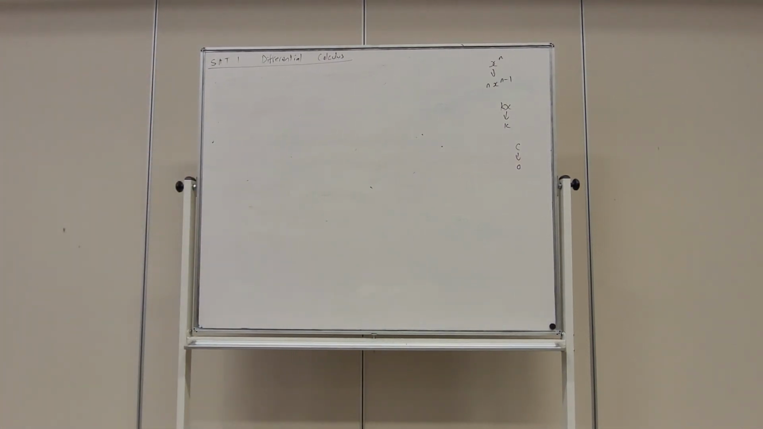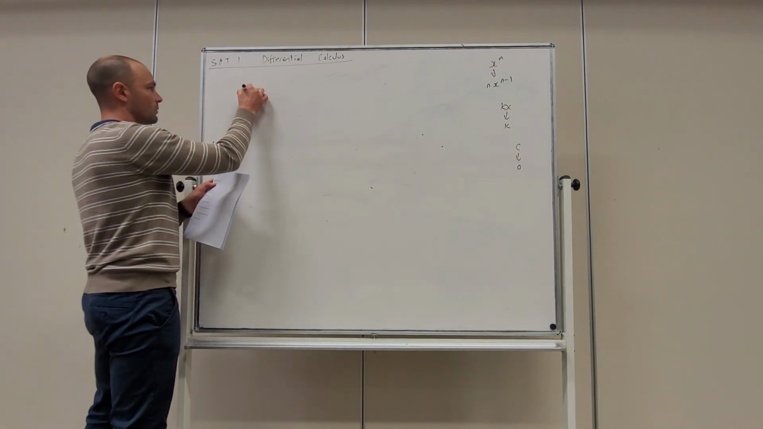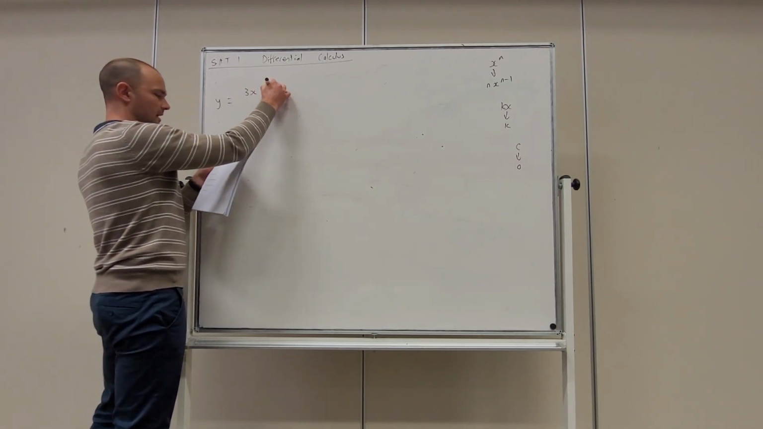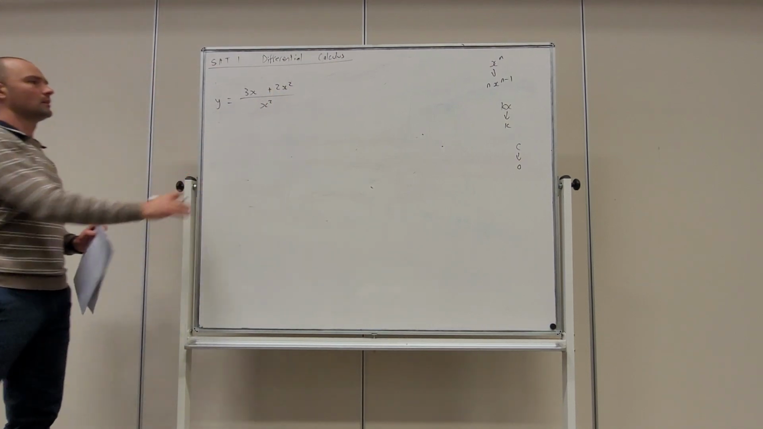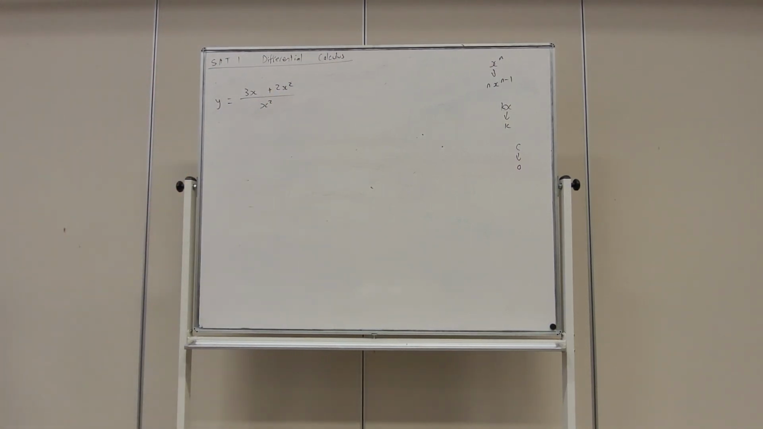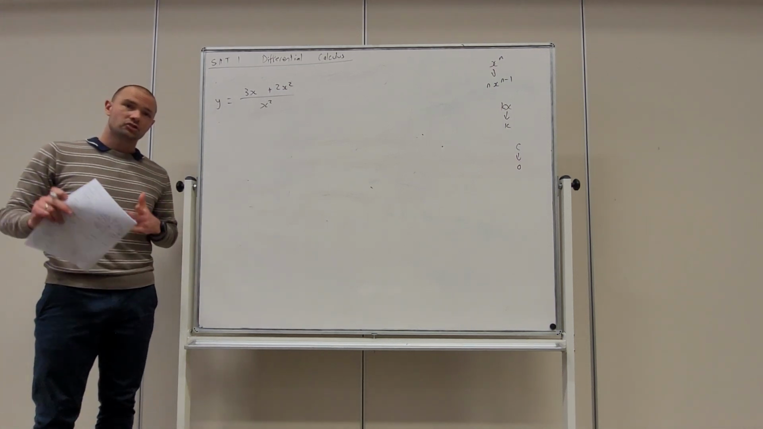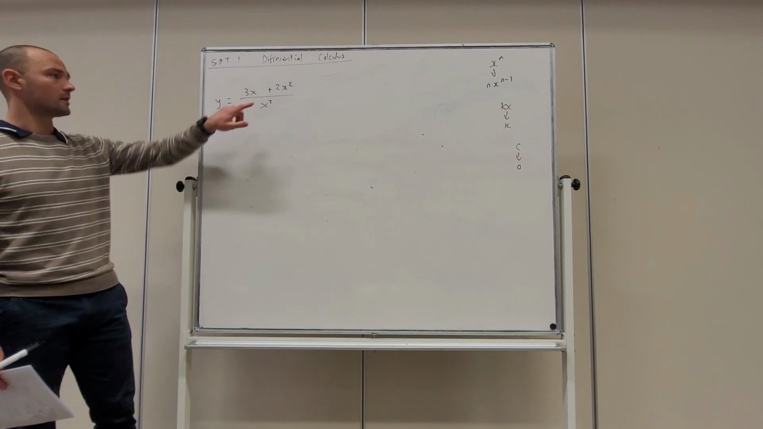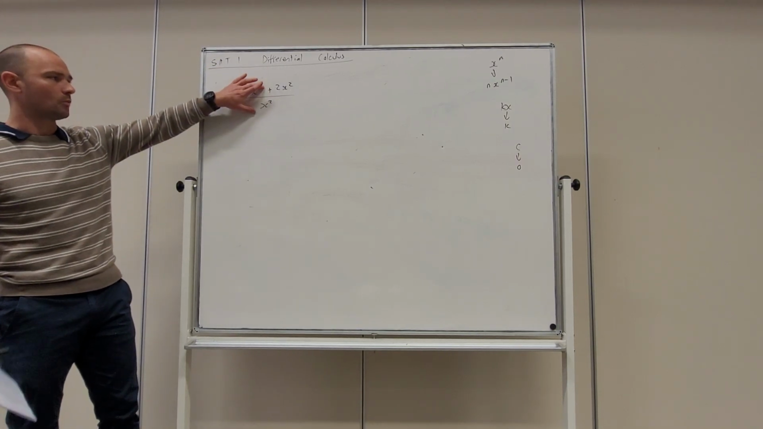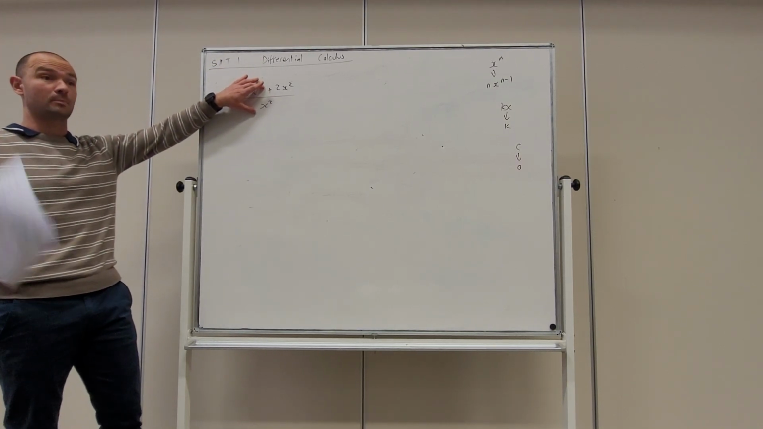And so the one we're starting with then is y equals 3x plus 2x squared, on top of x squared. Okay, that's the function that we want to differentiate. Now, we can't just go ahead and perform the power rule because we have a numerator and a denominator. We have to simplify this expression.